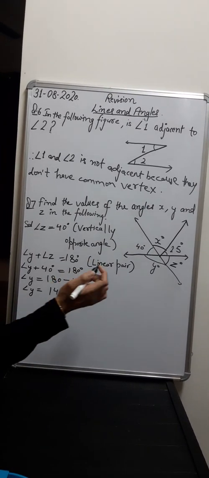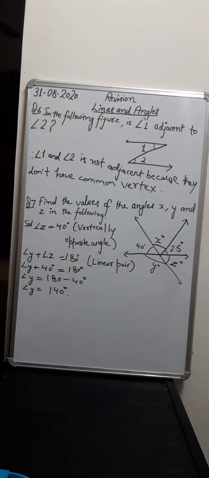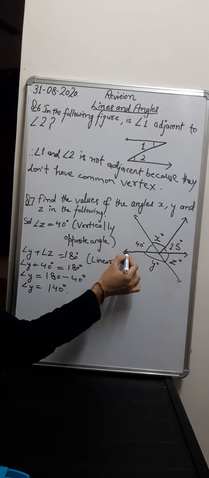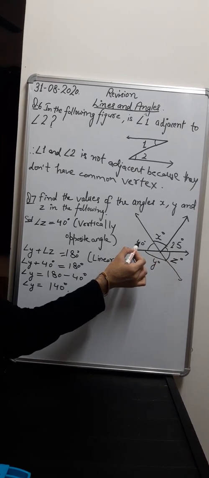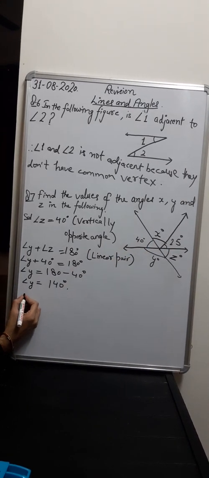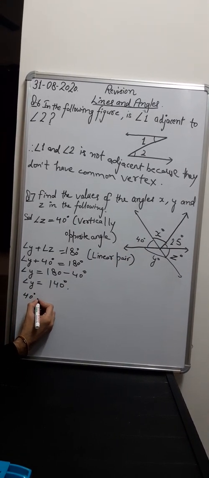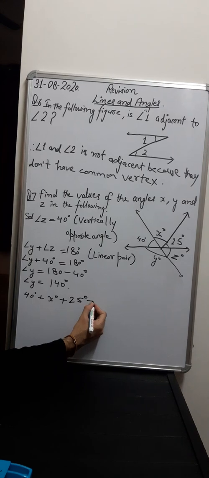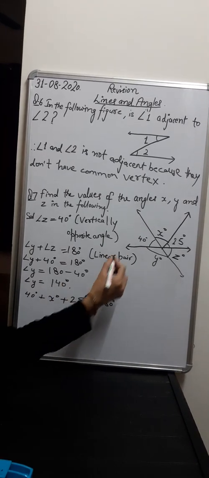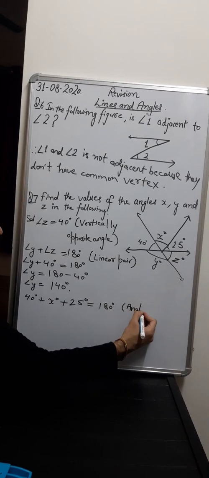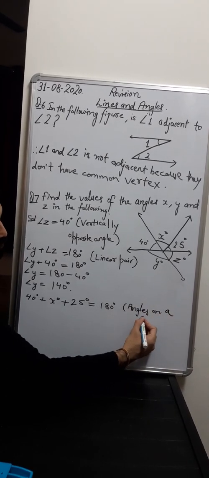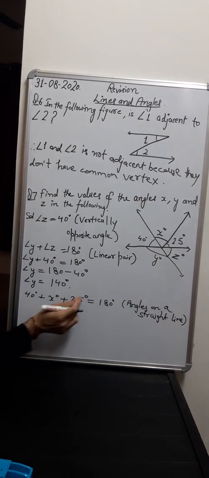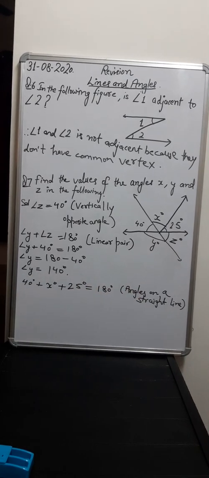Now we still have to find the value of x degree. Again this is the upper part and it is on a straight line, and there are three angles on this line, 1, 2, 3. So 40 degrees plus x degrees plus 25 degrees will be equal to 180 degrees. The reason is angles on a straight line. The angles which are on a straight line, their sum is always 180 degrees.